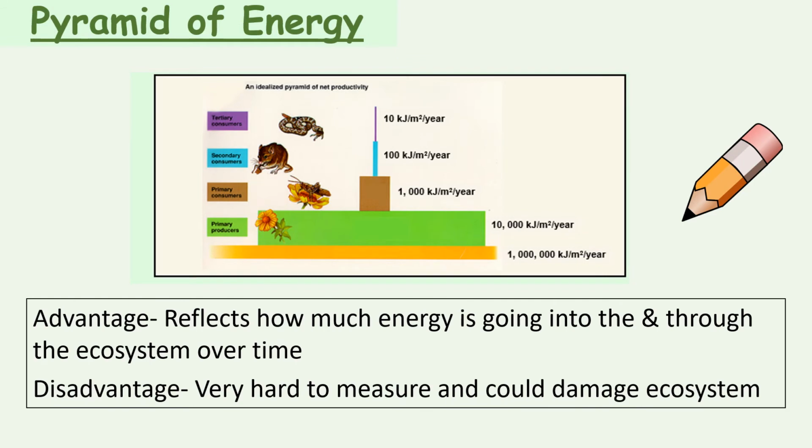The advantage of the pyramid of energy is it reflects how much energy is going into and through the ecosystem over time, and it always shows a true pyramid. The disadvantage of the pyramid of energy is that it's very hard to measure and could damage the ecosystem, as to measure the energy it involves burning the organism.